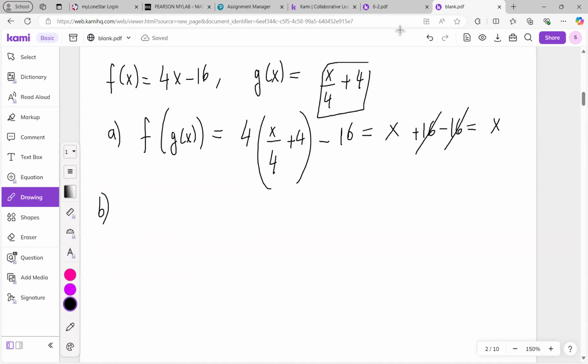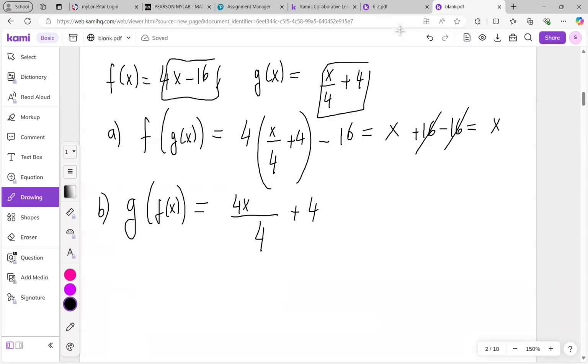Now for part B, we're going to do the opposite. We're going to calculate g of f of x. So I need to put f inside the g. I'm going to start with the g function, and the g function is something over 4 plus 4. So instead of the something, I need to bring the whole f function, which is 4x minus 16. Now when I simplify this, 4x divided by 4 is just x, 16 divided by 4 is just 4, and then plus 4. These two will cancel out, and I'm just going to get x.